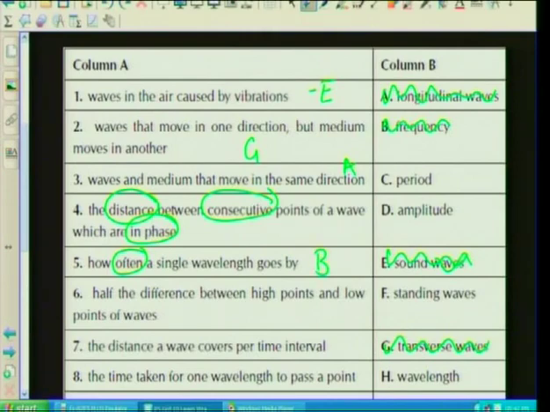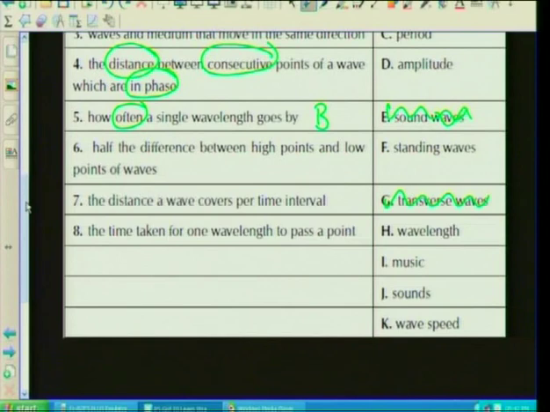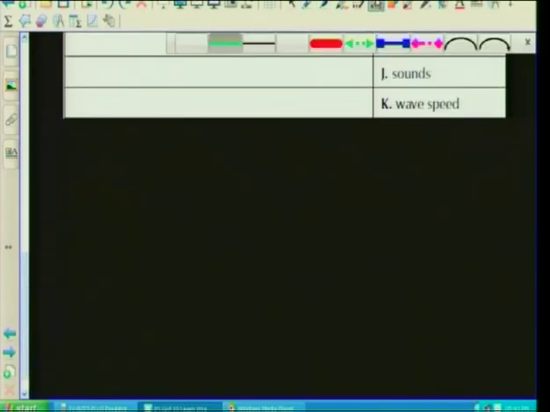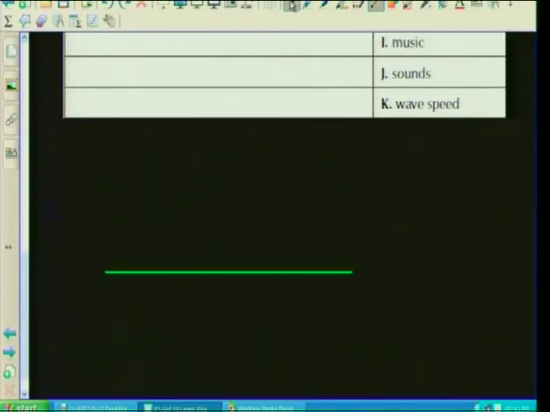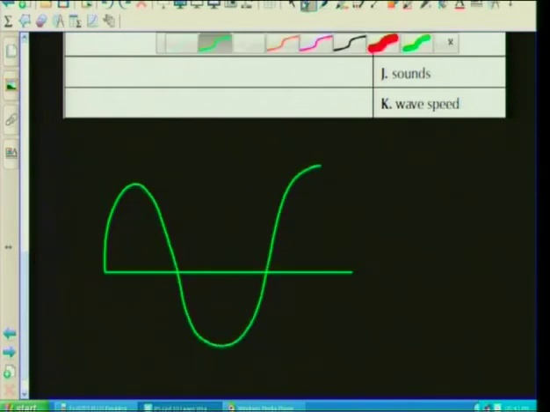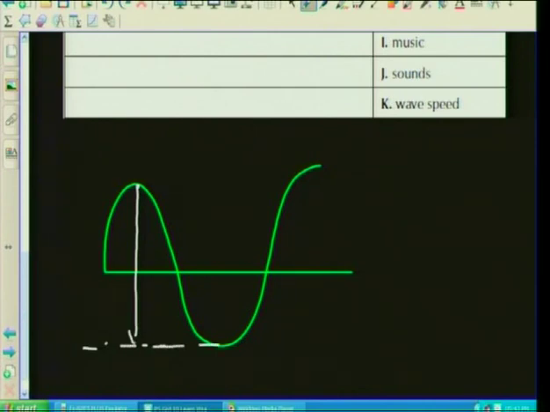There we go. Then, half the difference between the high points and the low points of the waves. This we really need to draw a diagram for because this can be a little difficult to visualize if you don't. So let's draw a diagram. And here we have our wave. Okay, we have more than one, but that's fine. And they're saying to us, if I look at the distance from the top of this point to the bottom over here of my wave, that's the difference in distance.